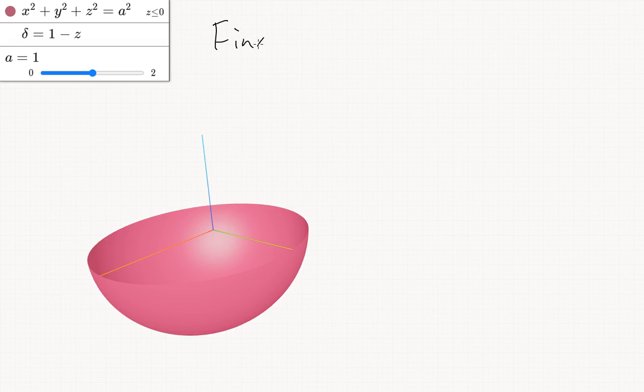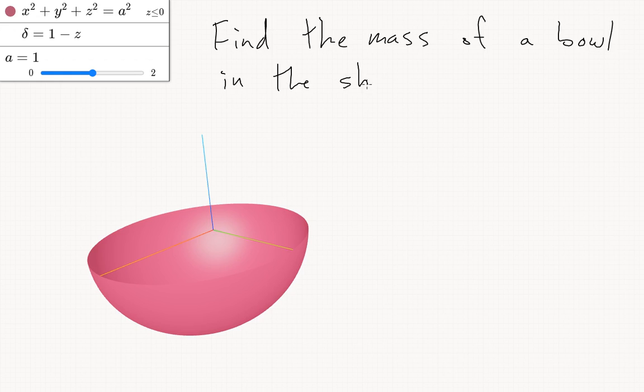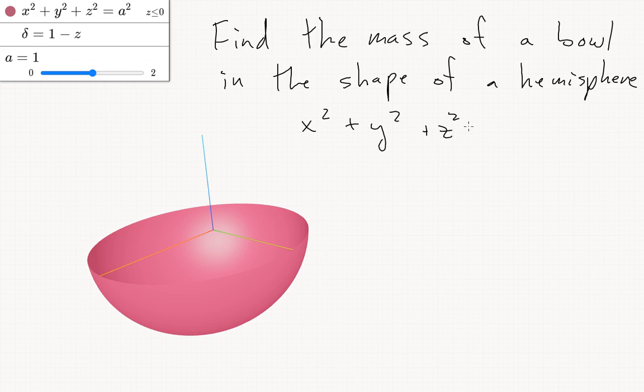So let's find the mass of a bowl, and we'll say in the shape of a hemisphere. So we'll model the bowl by x squared plus y squared plus z squared equals a squared for some a. And we'll only take z less than or equal to 0 so that we get the normal shape of a bowl that you would pour cereal into or something.